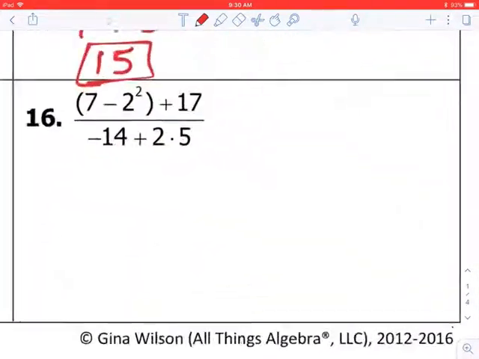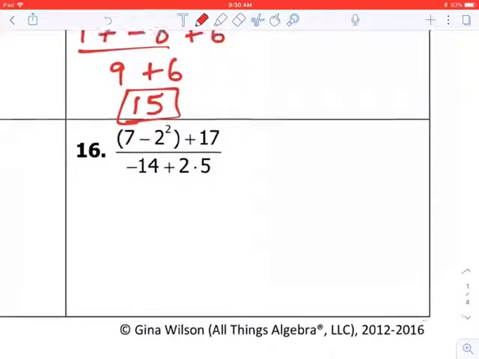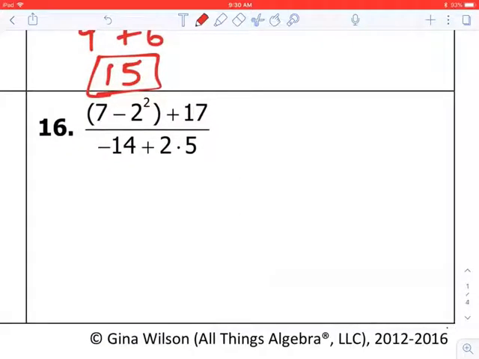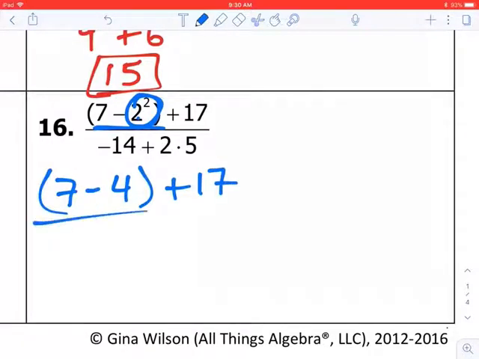Let's go ahead and take this last one out. 16, we're going to skip 15. So first up, I'm going to change colors here. First up is parentheses. So inside the parentheses is the exponent. So it's going to be 7 minus 4, 2 squared is 4, plus 17, all of that over negative 14, plus 2 times 5.